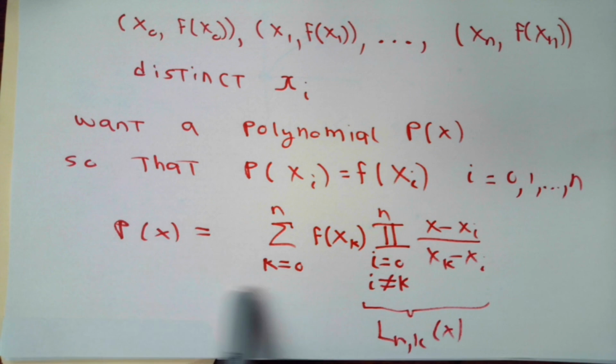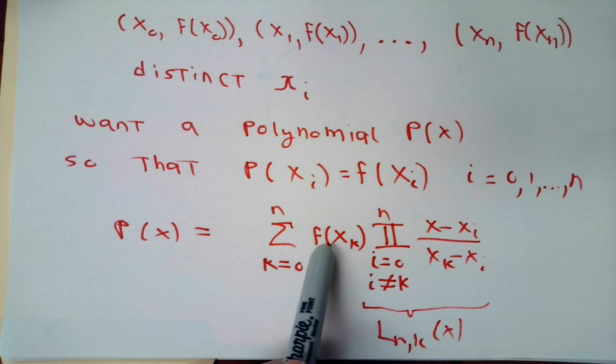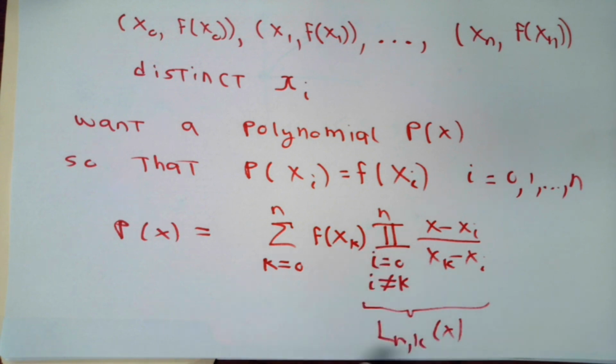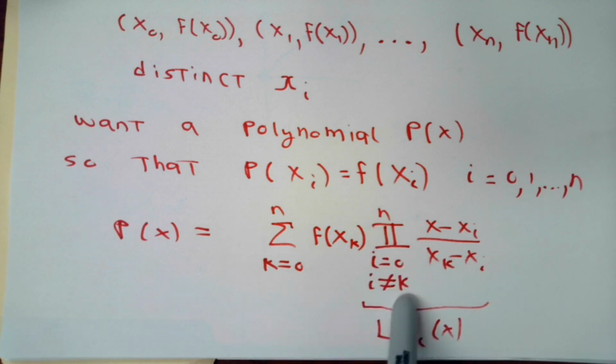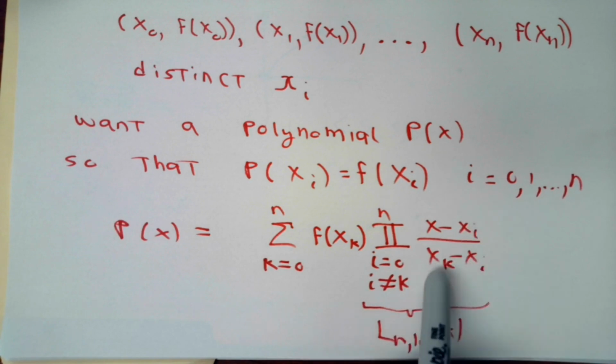P of x is the sum k equals 0 to n of the function value times what we've been calling L n comma k of x. This is the product I equals 0 to n, leaving out the factor where I is k, of x minus xi over xk minus xi.